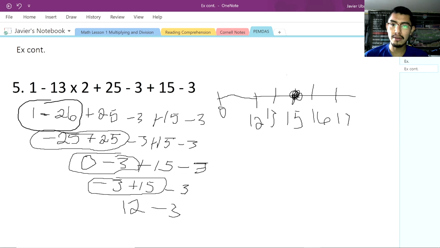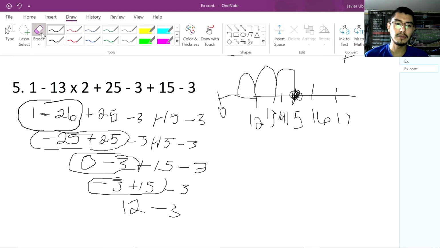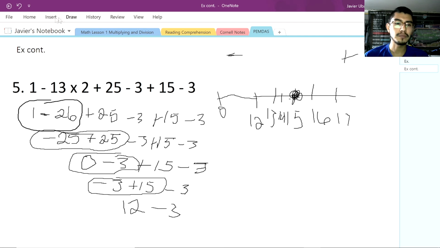So are we going to go to the right or to the left? Remember, the right is positive, the left side is negative. So we're going to go to the left side because it's negative 3. So we're going to count 3. 1, 2, and 3. Sorry, I forgot the 14 right here. So you start at 15, you go 1, 2, 3. And we landed at 12. The 12 is right there, right? So the answer is going to be 12. Now you write minus 3. So 12 minus 3 is going to be 9.